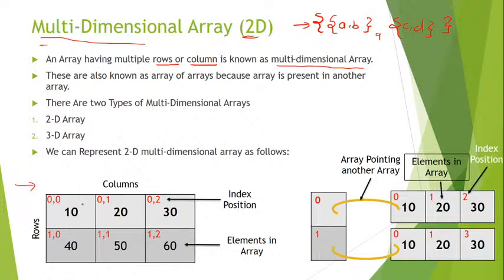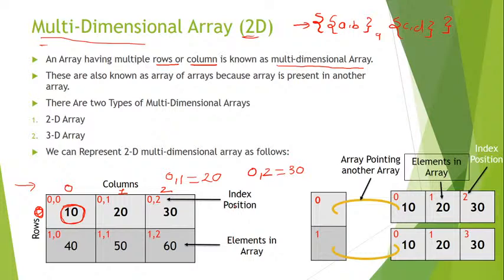Now I want to retrieve this 10. How can we retrieve it? Here this is row 0 and this is column 0. When you define row 0 and column 0, you get 10. This is row 0 and this is column 1, so when you define 0 and 1, you get 20. Here we have 0 and 2, so when you use 0 and 2, you get 30.